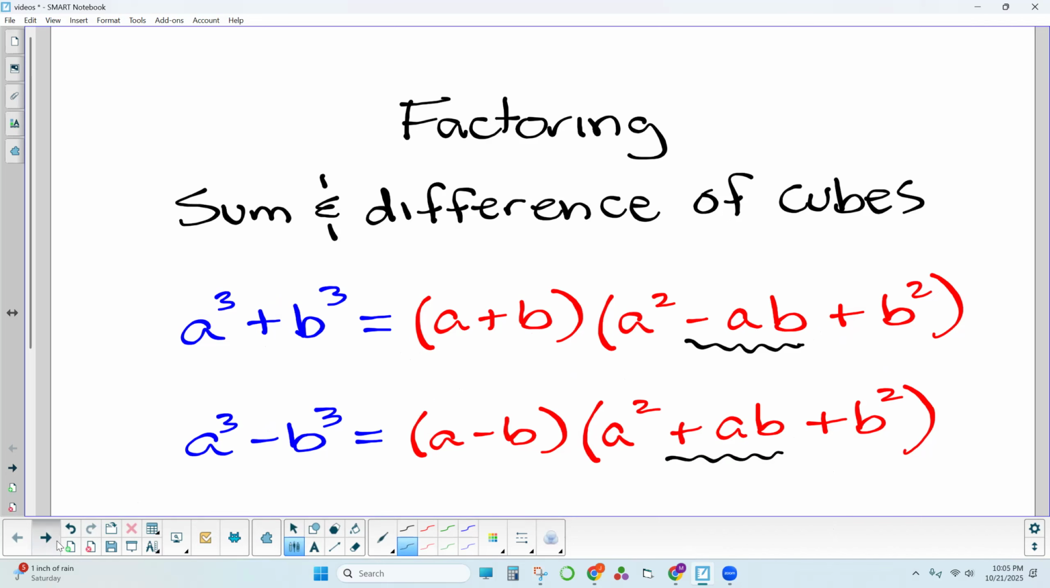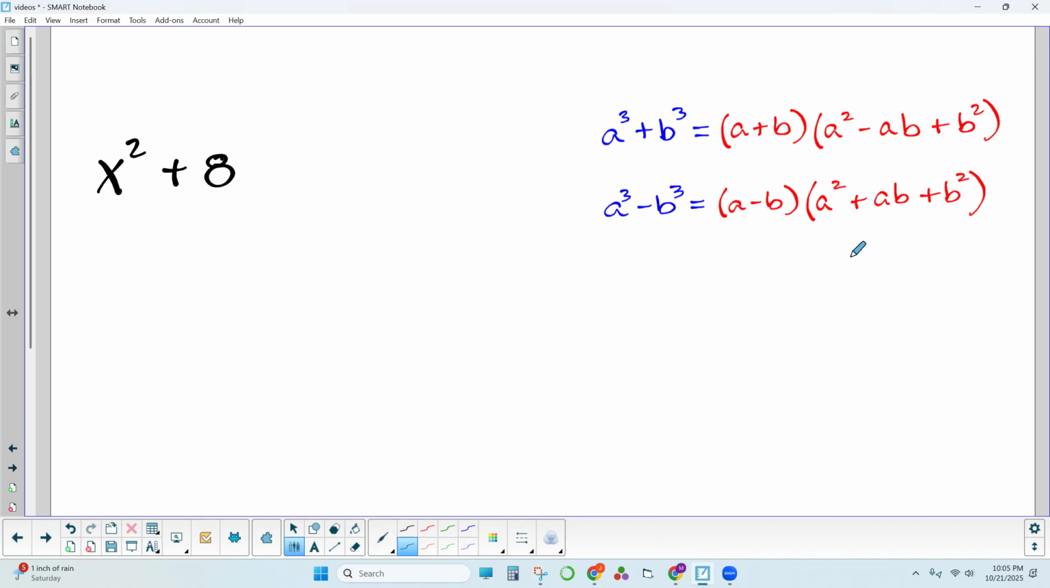All right, so let's do some examples. And I have the formula written right here for you. This is the sum and the difference of cubes. So the first thing you're going to have to do is recognize that you're looking at the sum or difference of cubes. And we need to raise this to the third power in order for that to be a perfect cube. So x cubed is a perfect cube and 8 is a perfect cube. They're being added together. That's the sum of cubes.